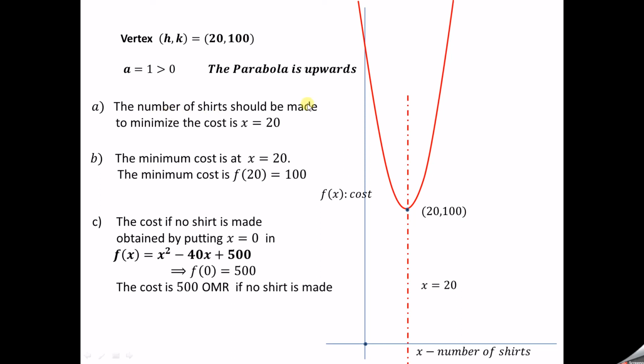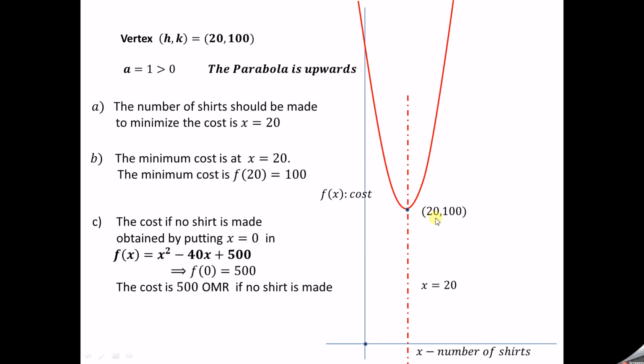So this is asked here: the number of shirts that should be made to minimize the cost. How many shirts should be made? That means x. What is the x value to minimize f(x)? f(x) is the cost of the shirts. So to minimize this cost, what is the x value? It is 20. So how many shirts should be made to minimize the cost? 20 shirts. So x is equal to 20.